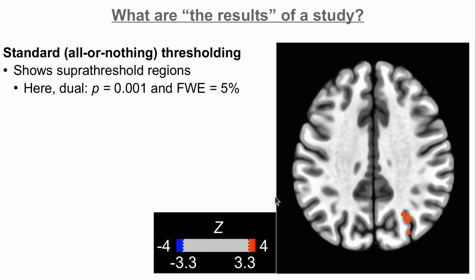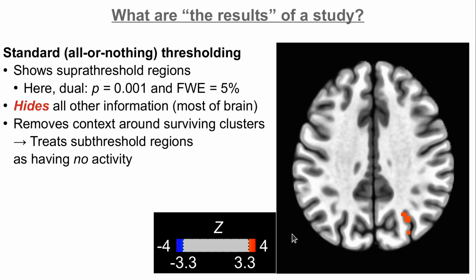It could be P of 0.0011 or FWE of 5.1%, and it doesn't matter. We don't know anything about it. This hides quite a lot of information, and even if our focus is going to be on the main suprathreshold clusters here, we don't see any other context around them. We're treating everything else as if no activity happened there.